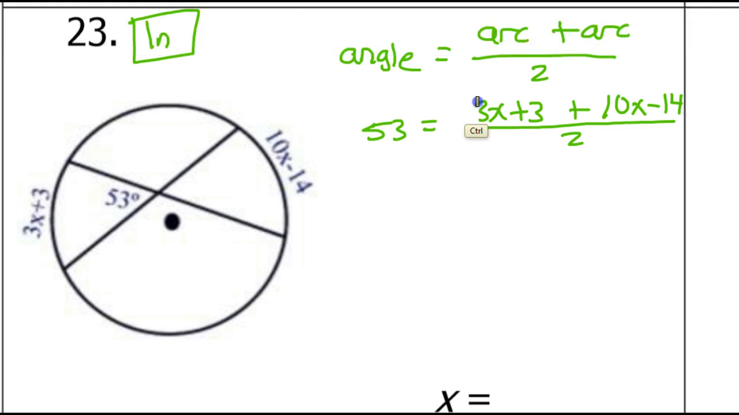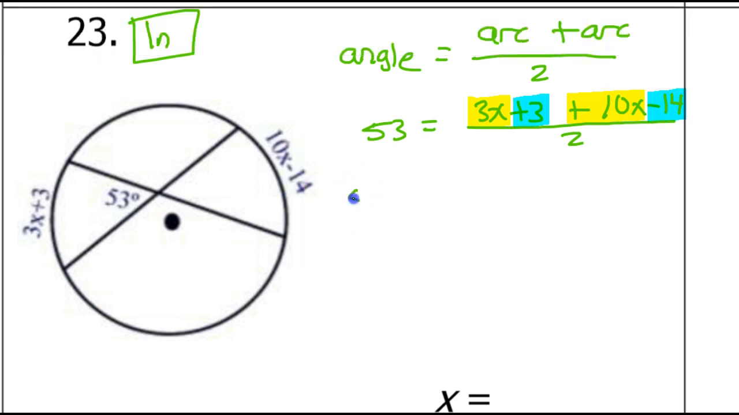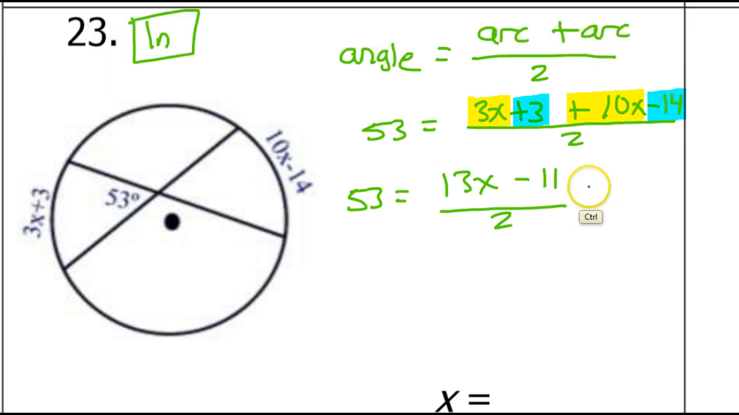I would combine like terms first. So the 3x and the 10x are going together. And the 3 and the minus 14 are going together. So that's going to give me 53 is equal to 13x minus 11 divided by 2. All right, Charlie, what's the next move? Multiply by 2. Yep. Multiply both sides by 2. That way these will cancel each other out. So that's going to give me 106 is equal to 13x minus 11.